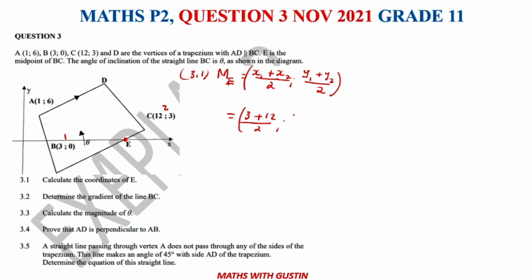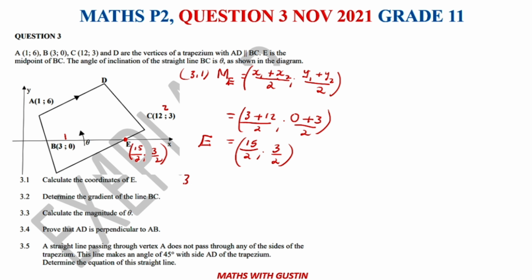So x1 will be 3, plus x2 which is 12, all over 2. And then on this side, y1 is 0 plus y2, which is 3, divided by 2. Therefore, the coordinates of E, which is the midpoint of BC, will be 15 over 2 and 3 over 2. So we got those coordinates here. We are going to put them on the diagram just to make sure that we can use them after that.